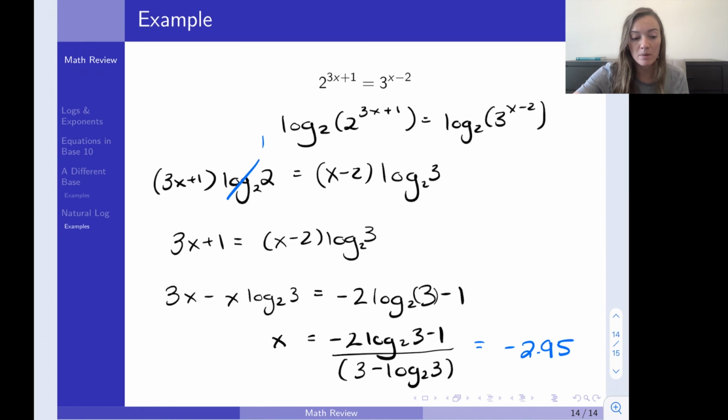Okay, so that was it for our quick review of solving exponential equations. Our next one will be solving logarithmic equations. All right, I'll see you guys next time.